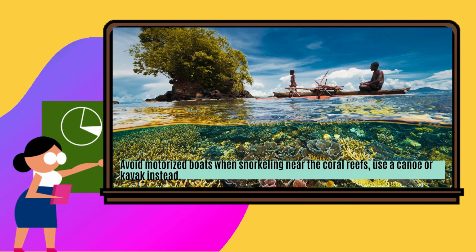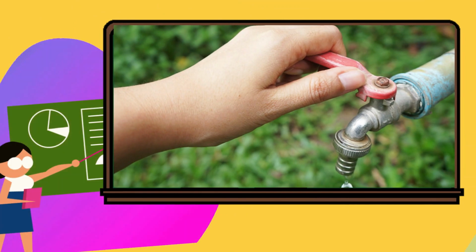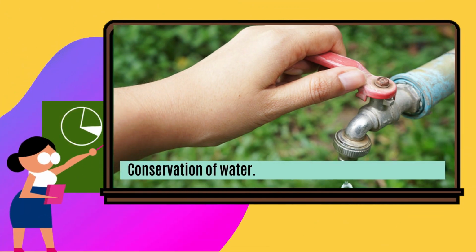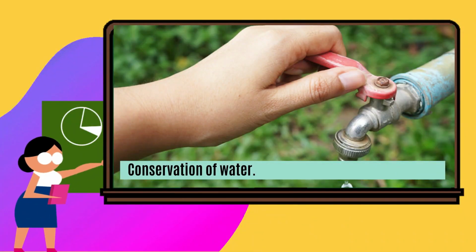Motorized boats disturb some aquatic animals and destroy coral reefs. Number 9. Conservation of water. Turn off the faucet when not in use. Remember, do not waste water.